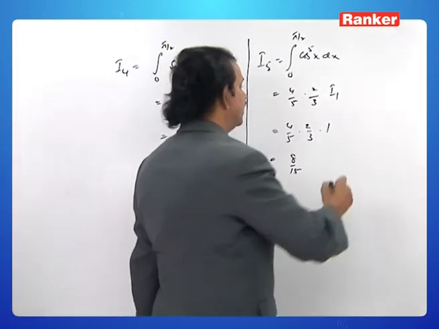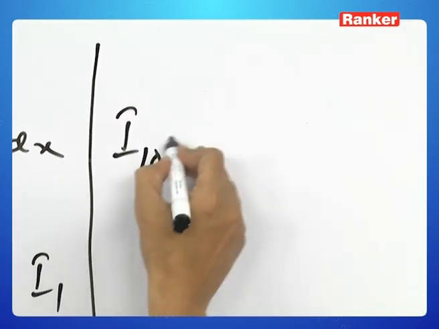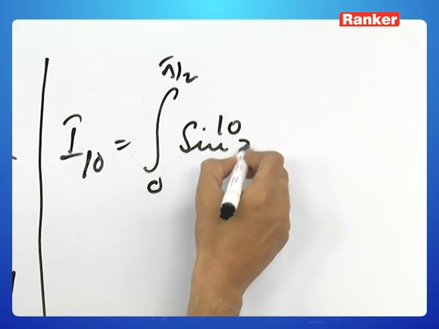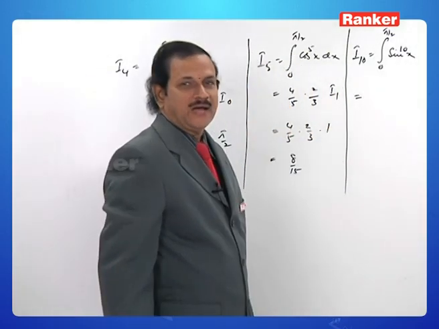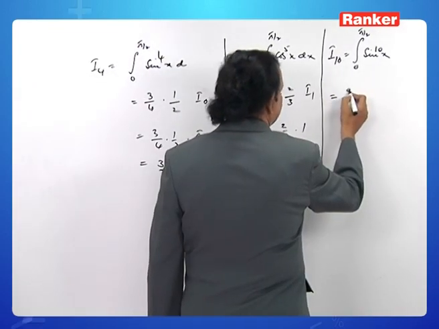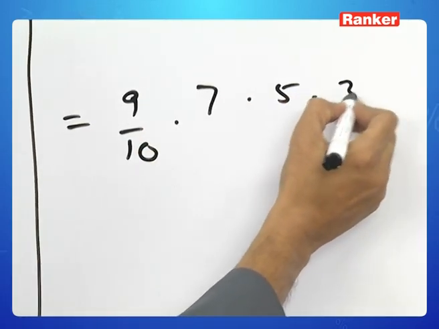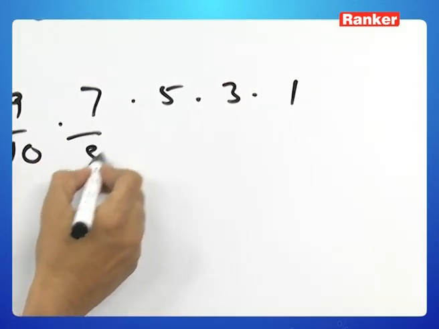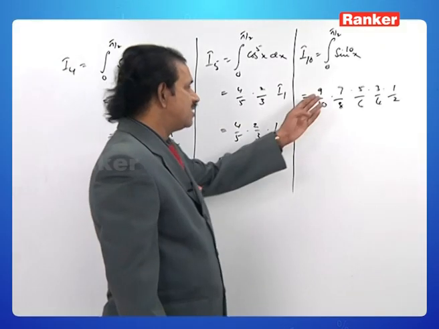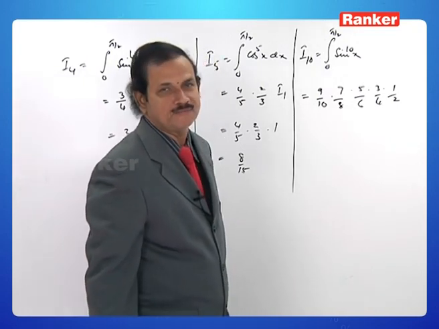One more. Consider I10 equal to integral 0 to pi by 2 sine power 10 x. What happens to the answer? What is n? 10. Starting step is (n minus 1)/n, that is 9 by 10. Then 7, 5, 3, 1. Stop. 8, 6, 4, 2, stop. You cannot decrease another 2 because in the numerator it becomes negative and in the denominator it becomes 0. So it's not possible.